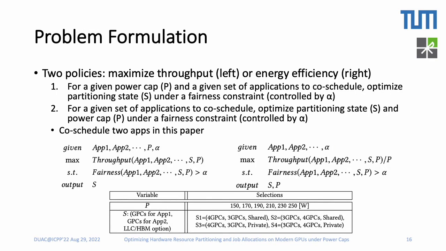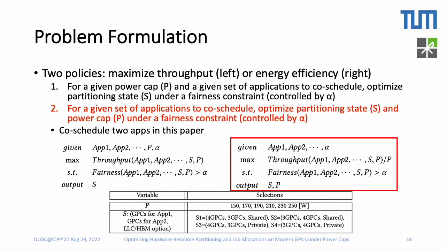So we are going to solve two problems here. One is trying to maximize throughput under a fairness constraint. Application pairs are given, and the power cap setup is also given, and we try to optimize resource partitioning. The other is trying to maximize energy efficiency, throughput divided by power cap, under a fairness constraint. Application pairs are given, and outputs are both the resource partitioning setup and the power capping setup.